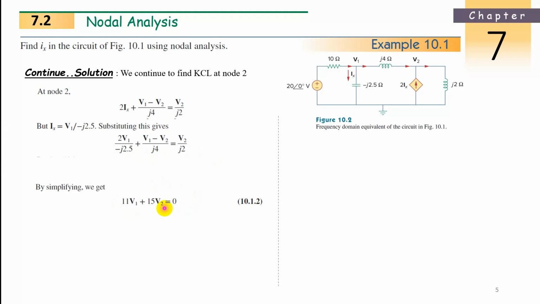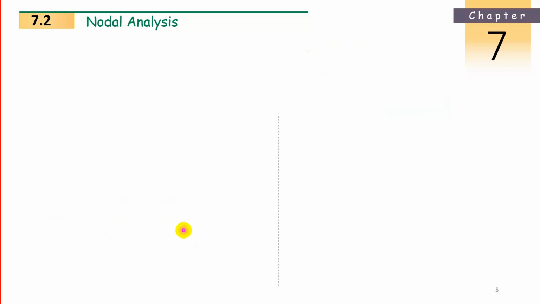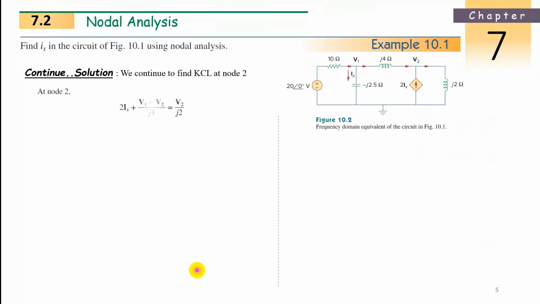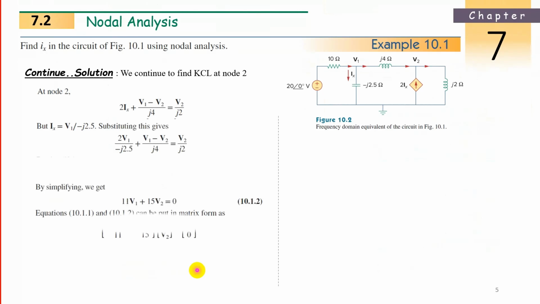The first equation we already got. What is the first equation? It is (1 plus j1.5) V1 plus j2.5 V2 equal to 0. You can see the first equation: (1 plus j1.5) V1 plus j2.5 V2 equal to 0. So now substitute here in the matrix form. Put it in the matrix form. So V1, V2 is here, 20 and 0 is here.